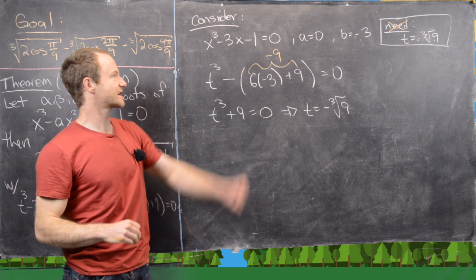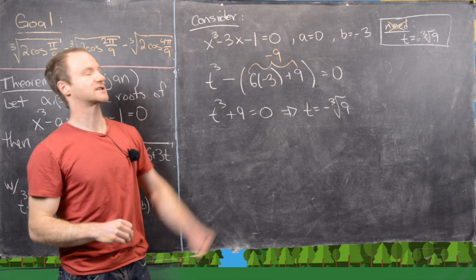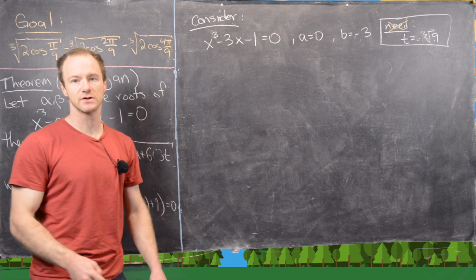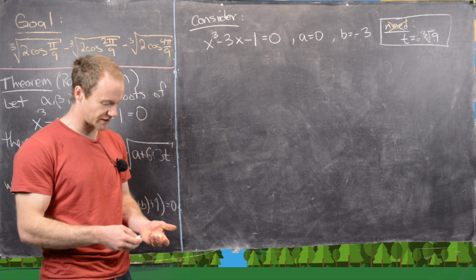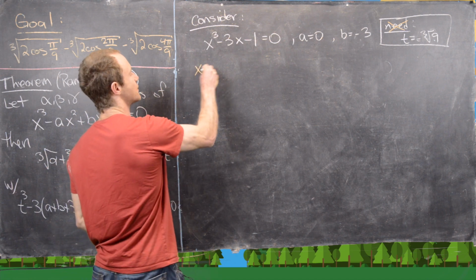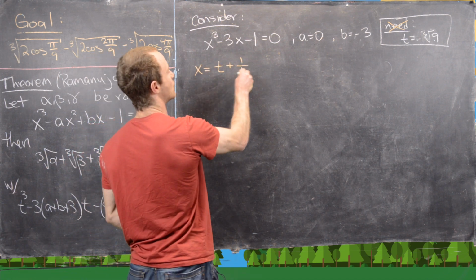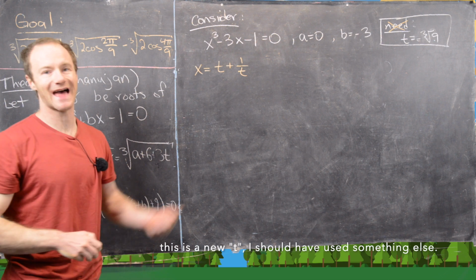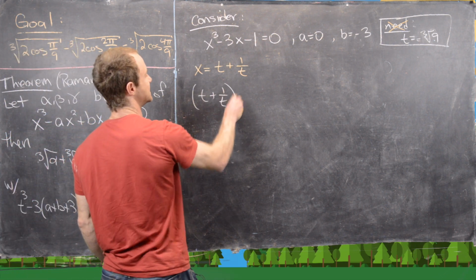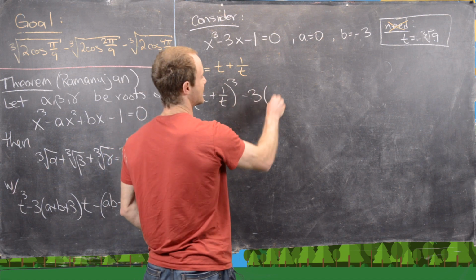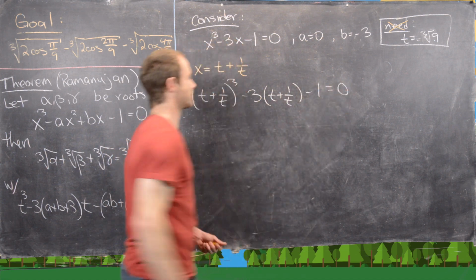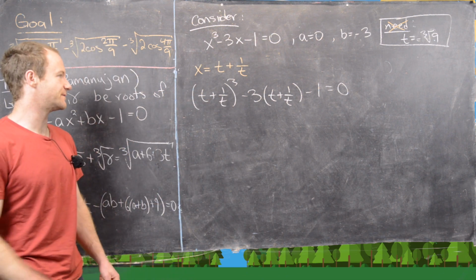So I'm going to clean this up a little bit, and then we're going to find the solution to this polynomial equation. We're going to use a substitution trick in order to work towards a solution. Let's go ahead and let x equal t plus 1 over t, and let's see what that does to this equation. So notice here we're going to have t plus 1 over t, cubed, minus 3 times t plus 1 over t, minus 1 equals 0. Okay, so let's simplify this a bit and see what we get.